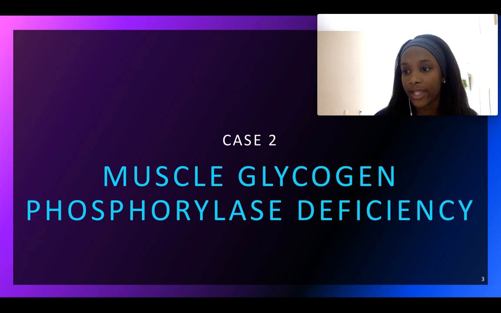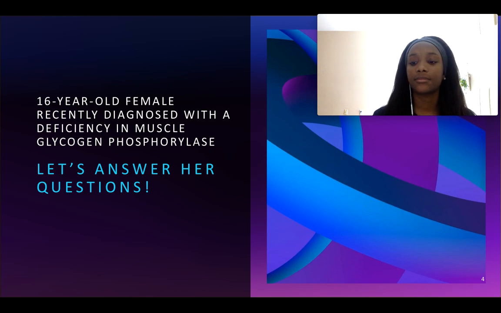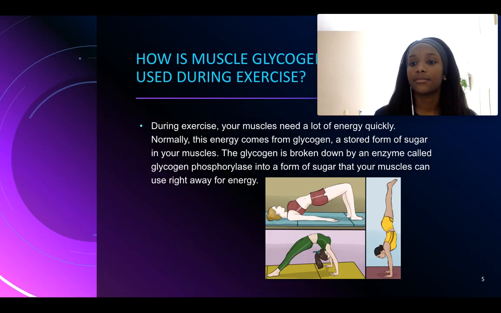So let's start with case 2, muscle glycogen phosphorylase deficiency. This case involves a 16-year-old female recently diagnosed with a deficiency in muscle glycogen phosphorylase. Her family is understandably concerned, and they have a few questions that I will be addressing. So their first question is, how is muscle glycogen normally used during exercise?